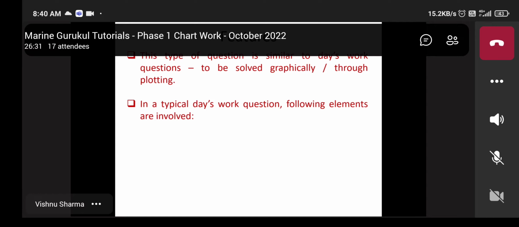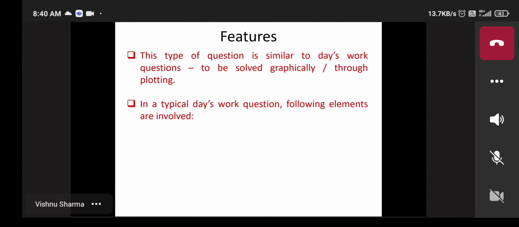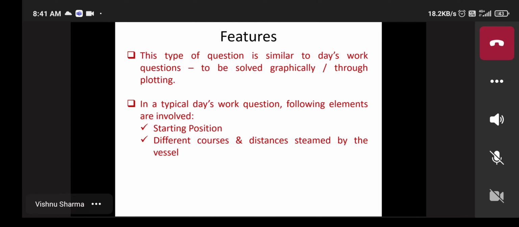Initial position would be given, and then the courses and the distances the vessel has steamed during a certain period are given. You allow for those steaming, and you get the position arrived. So the position to be found is what is missing. You see, what is given in a typical day's work question, beta? Starting position is given. Then what is given? Different courses and distances steamed by the ship are given. Then current, rate and drift. If the current is experienced, it is given; if there is no current, they'll say no current, or they'll keep quiet on current. That is given, and you'll find the final position. So usually they'll say, what is the ship's final position? That is a typical day's work question, guys.